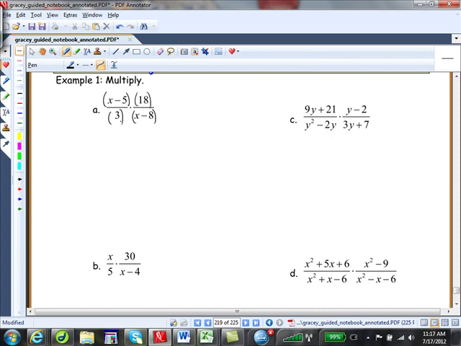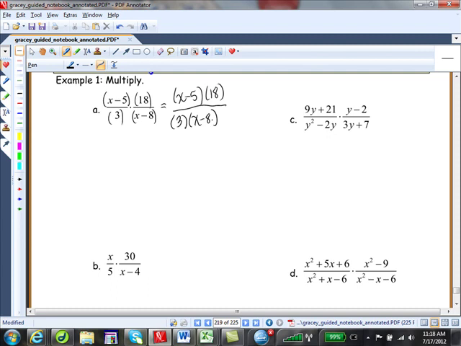Remember, it doesn't make any sense to put parentheses around the x alone, and keeping that minus in the middle. That won't help us here. So this is going to give us one happy fraction of x minus 5 times the 18, all divided by the 3 times the x minus 8. Now, what we need to look for is whether there is anything that has common factors.